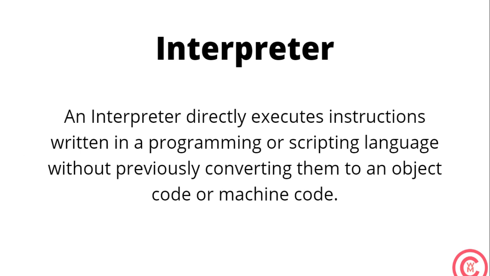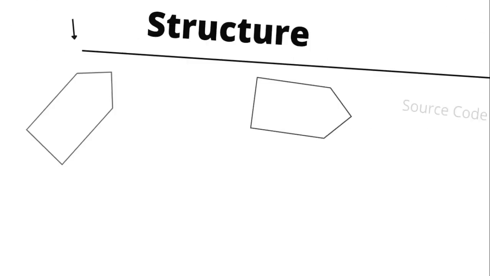An interpreter directly executes instructions written in a programming or scripting language without previously converting them into object code or machine code. So what's the difference between an interpreter and a compiler? An interpreter is a program that will change code one by one while running the code, change it into machine language and execute the program, while a compiler will change the whole source code into machine code and then execute it. So there is a difference between a compiler and an interpreter. A compiler is much faster than an interpreter.